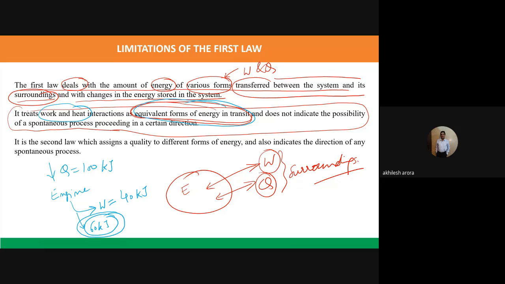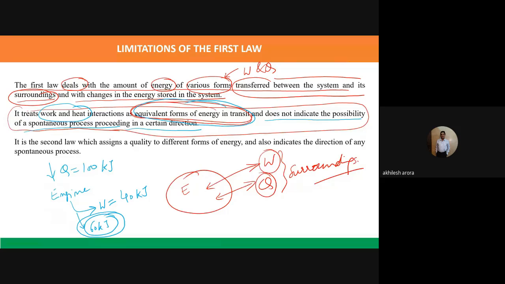And then what does the first law say? It does not indicate the possibility of a spontaneous process proceeding in a certain direction. Means it will not tell you in which direction the process will take place. It rather says that heat and work are mutually convertible into one another.